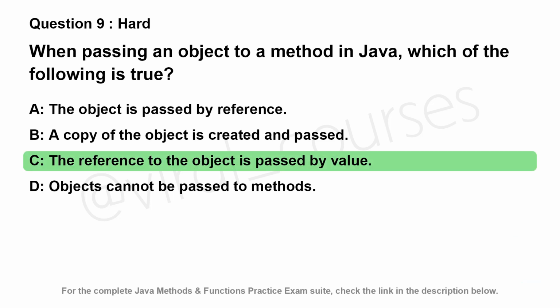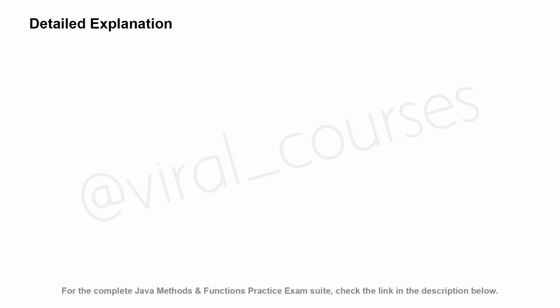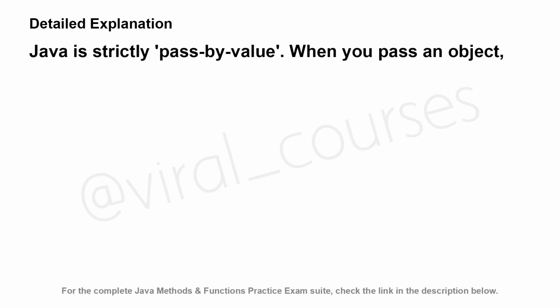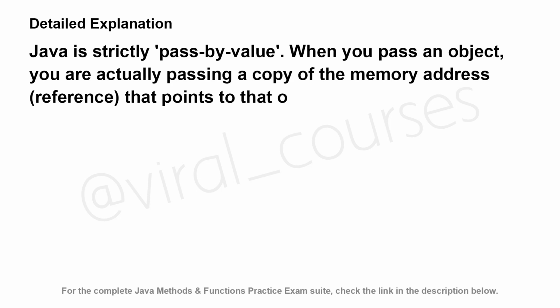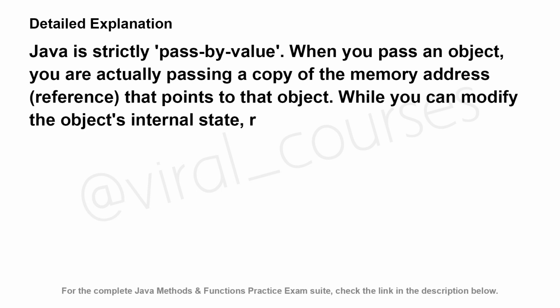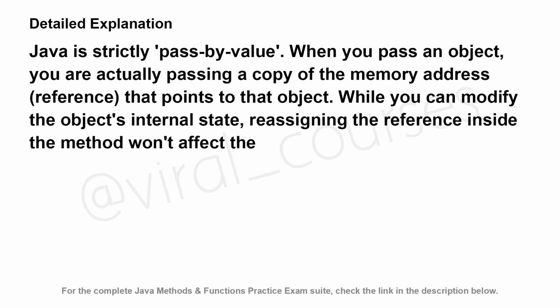The correct answer is C. Java is strictly pass by value. When you pass an object, you are actually passing a copy of the memory address reference that points to that object. While you can modify the object's internal state, reassigning the reference inside the method won't affect the original reference outside.